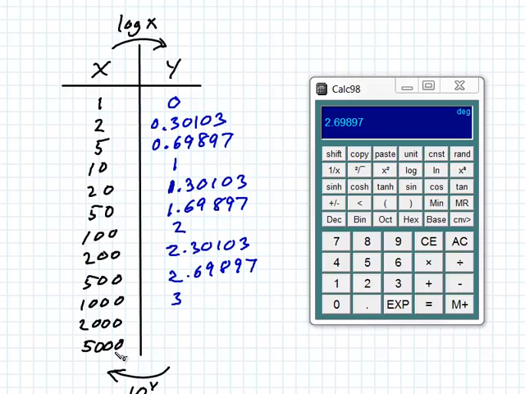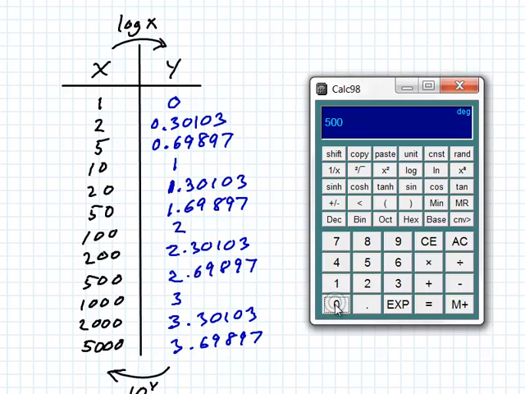What about 2,000? Well, for 200, it was 2.30103. Why don't we try 3.30103? And for 5,000, well, for 500, it was 2.69897. How about 3.69897? Let's try that one. 5,000, take the log, 3.69897. Okay.